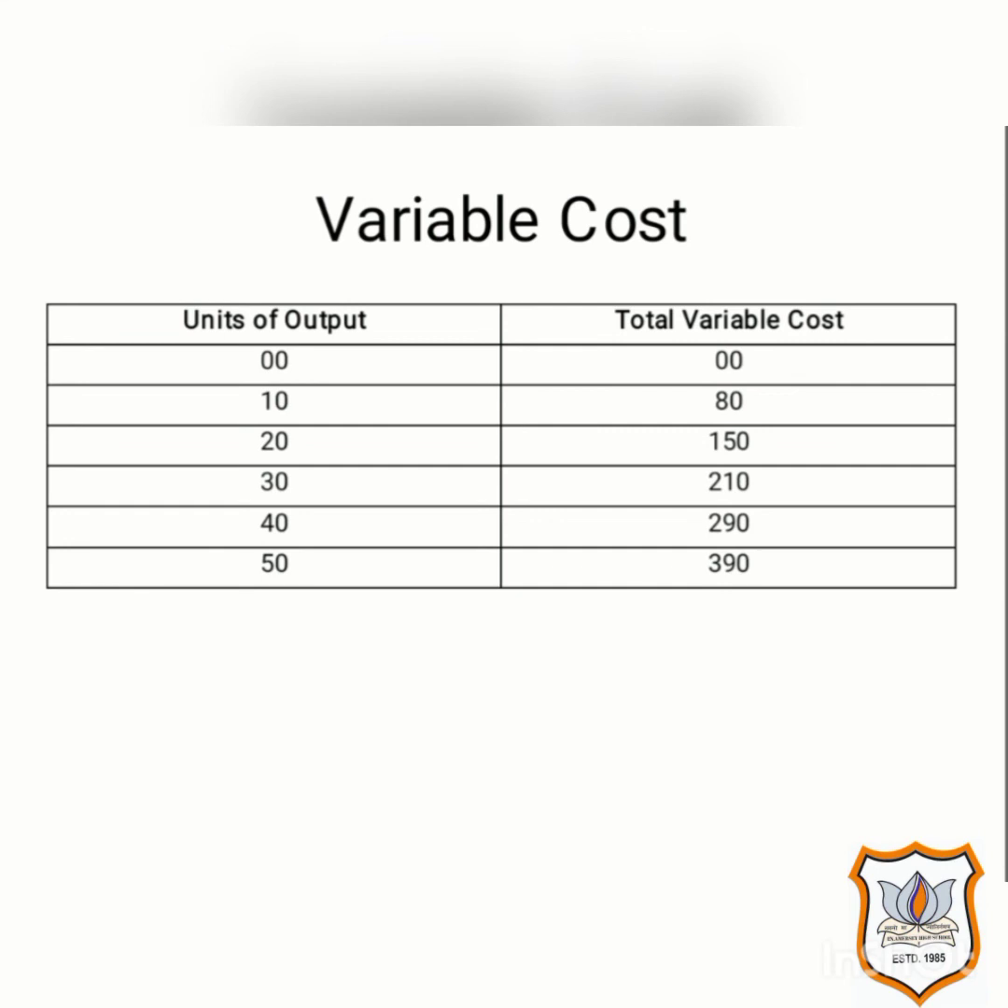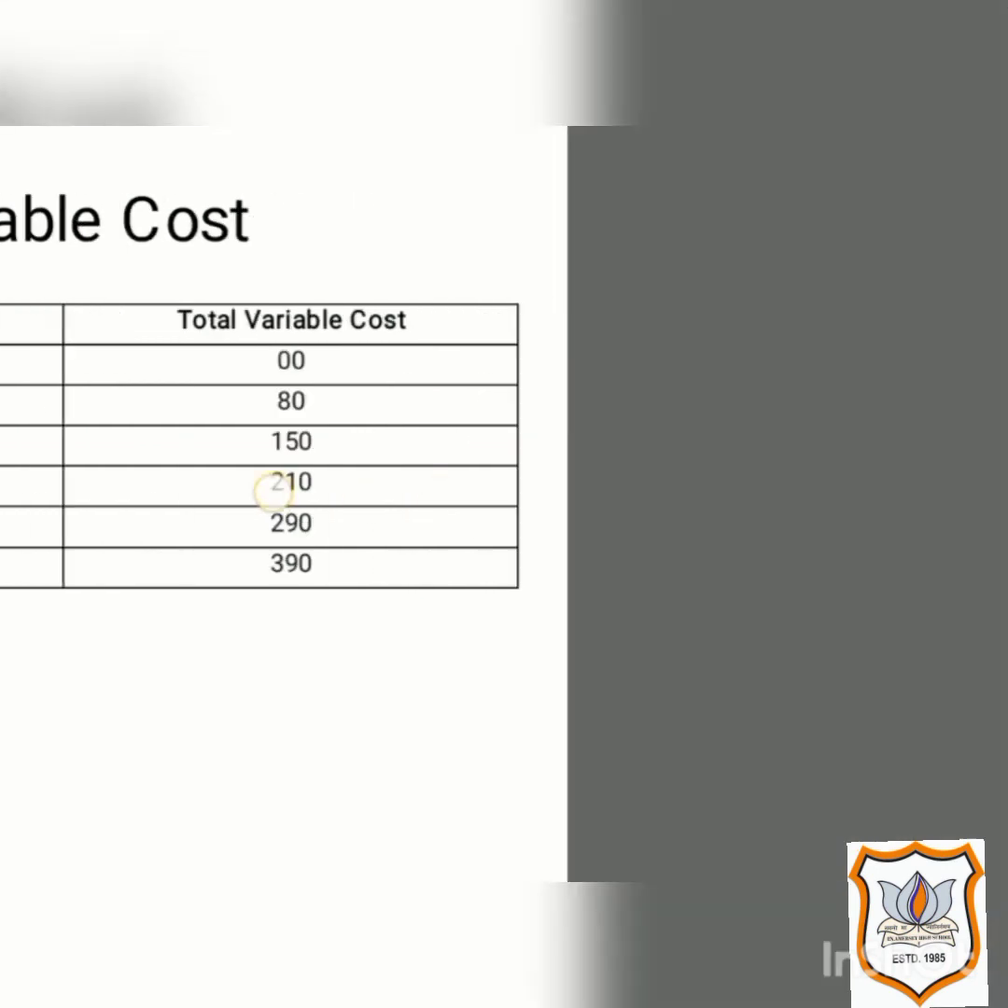Like after 30 units, from 30 to 40 units, total variable cost has increased from 210 rupees to 290. That means an increase of 80 rupees. Similarly, when 50 units are produced, the total variable cost has increased from 290 rupees to 390 rupees. That means an increase of rupees 100.